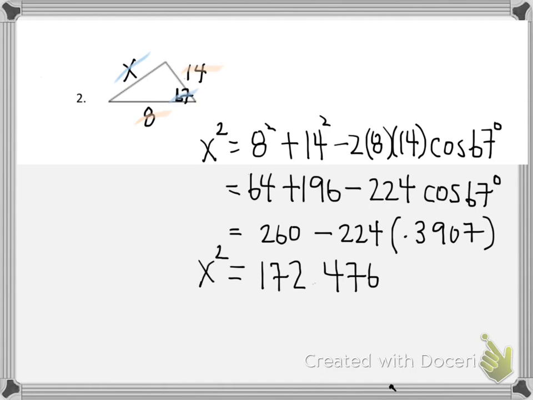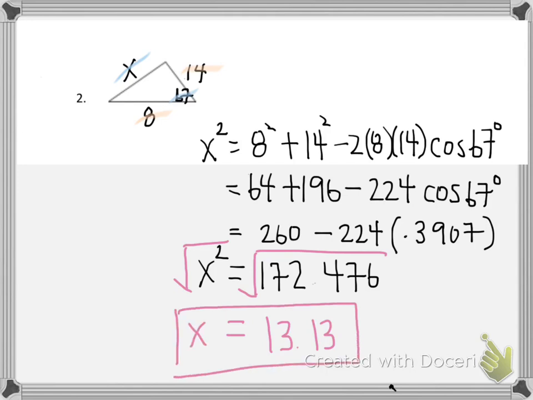Now that's not my answer, because I've got to take the square root of both sides. So take the square root of that answer, and x is then going to be 13.13. Okay, so that is your law of cosines, especially when you're trying to find a side.